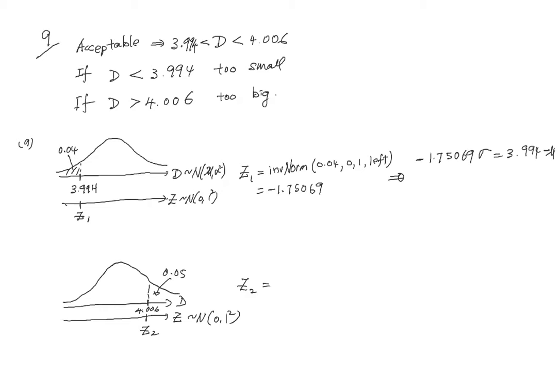Okay, yeah, should be positive. 1 minus 0.05. So you got 1.64485. So 1.64485 standard deviation equal to 4.006.